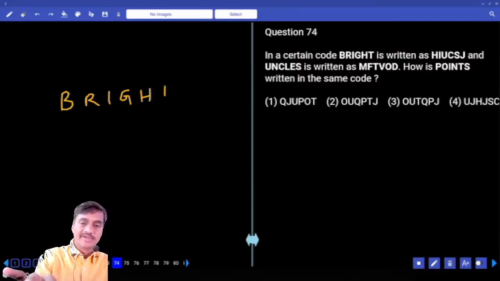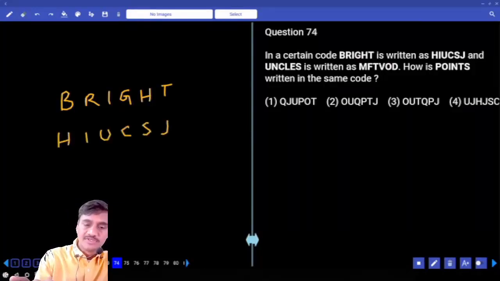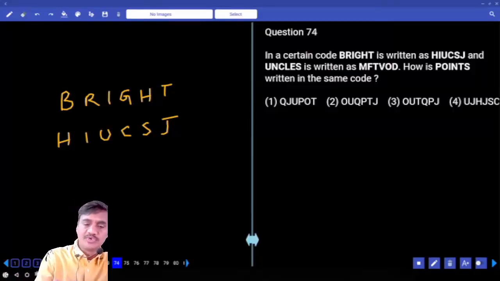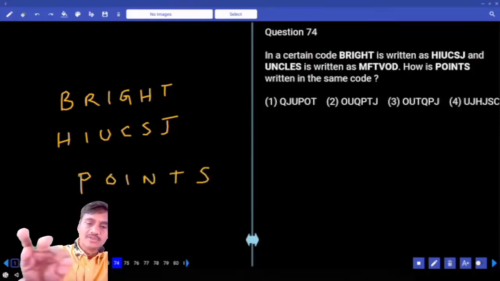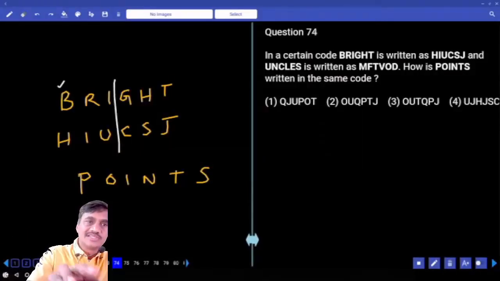B-R-I-G-H-T. Then tell me what is the code given to this BRIGHT? H-I-U-C-S-J. Isn't it? H-I-U-C-H-J. Then how is the word POINTS coded in this one? P-O-I-N-T-S. Now any answer to this one here? Now the word is divided into two equal halves and put together. Now what is the next letter to be?